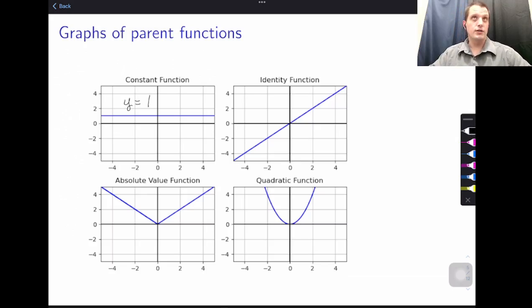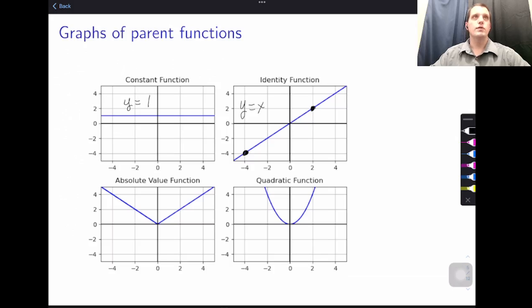The identity function is just the equation y is equal to x. Everything that y is, x also is. So say like in this point right here, we have x is 2, y is 2. At this point down here, we have x is negative 4, y is negative 4. So it's the identity function.